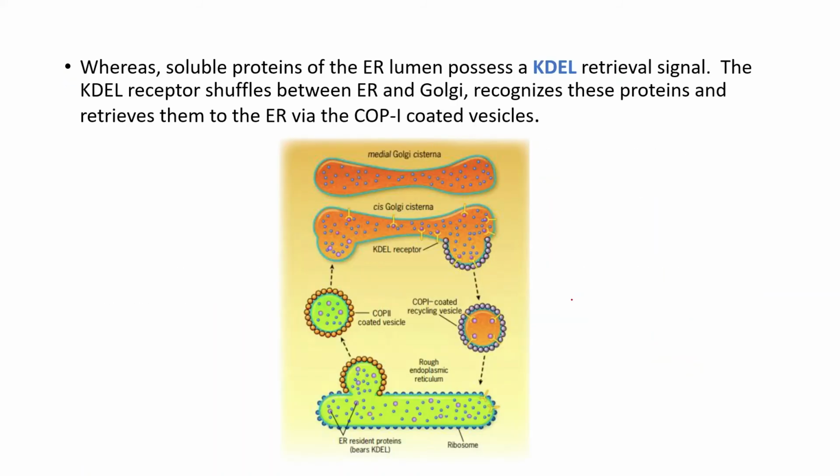So the integral membrane proteins of the ER have the KKXX tag, whereas the soluble proteins of the ER lumen possess a KDEL retrieval signal. The KDEL receptor shuffles between the ER and Golgi. It recognizes these proteins and retrieves them to the ER, again via the COP1 coated vesicles. So both the membranous as well as the luminal proteins of the ER are brought back.